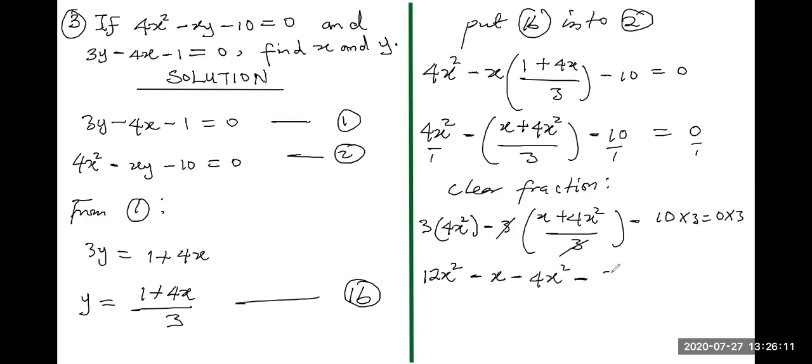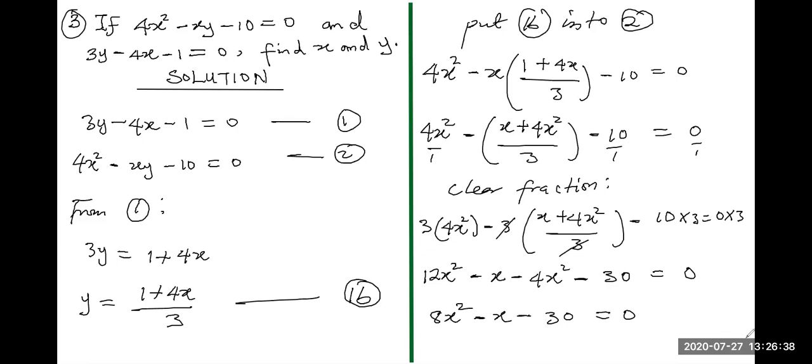Then minus 30 equals 0. And 12x squared minus 4x squared will give us 8x squared. Then minus x minus 30 equals 0. All right, so what do we do? We factorize, and of course use the coefficient of x squared to multiply.